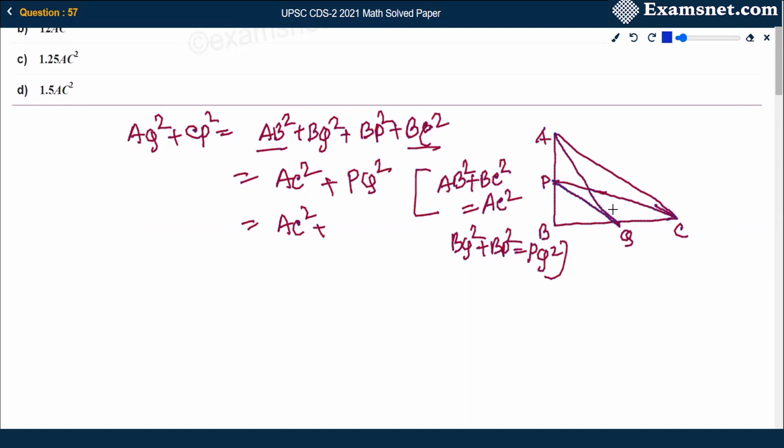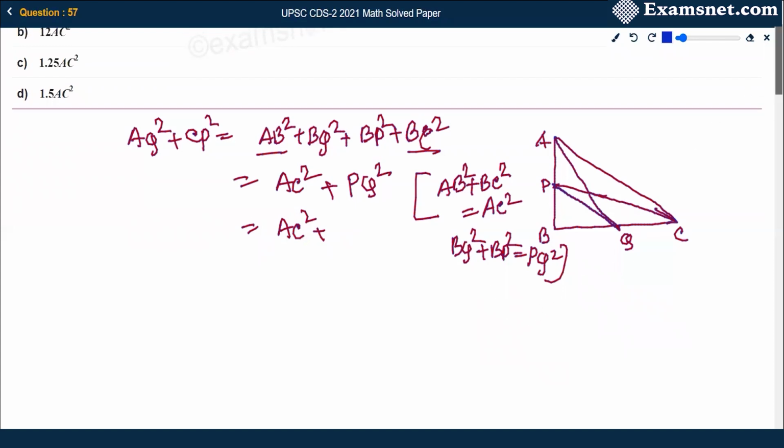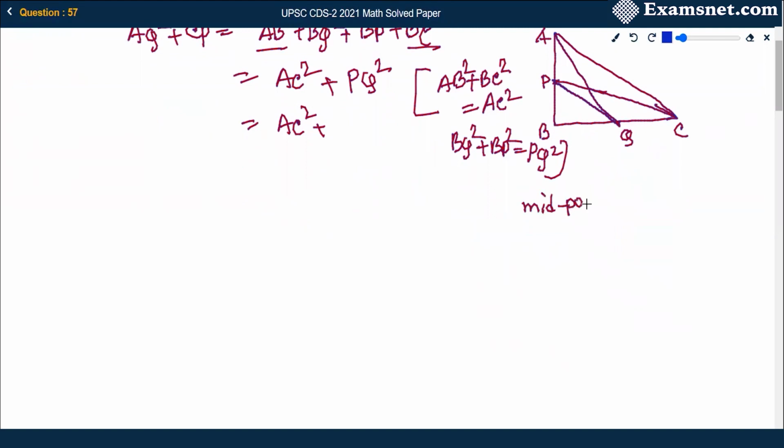When we join the midpoints of two sides, that line is parallel to the third side, and the length of that line is half of the length of the third side. We get it from the midpoint theorem. Let me write it again, midpoint theorem. What does it state? In a triangle, if we join the midpoints of any two sides, then that line is parallel to the third side of the triangle, and the length of the line is half of the length of the third side. So here we can write PQ equals half of AC.